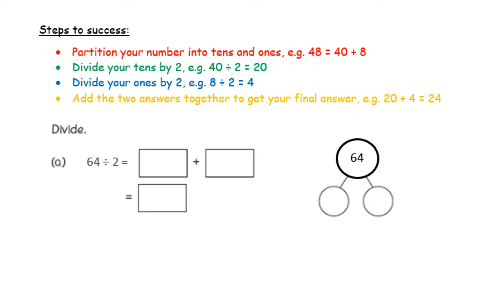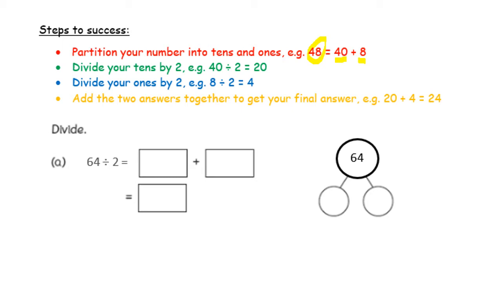The first thing we're going to do is partition our number into tens and ones, which means break it up into tens and ones. So if we had, for example, 48, that's made up of 4 tens and 8 ones. Then you're going to divide the tens by 2, so you've got 40 divided by 2. Now you know that 4 divided by 2 is 2, so 40 divided by 2 is 20.